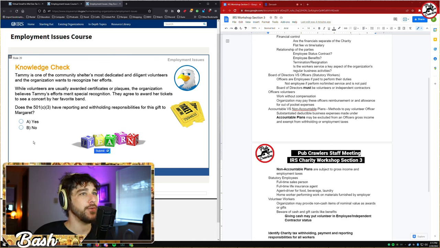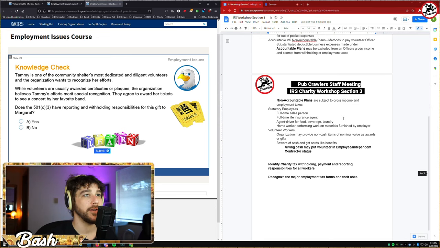We're getting a little bit more gray area here. Yeah, that was a little bit muddy. Organizations may pay these officers for... No, we're not talking about officers. No, volunteers. Organizations may provide non-cash items of nominal value as awards or gifts.